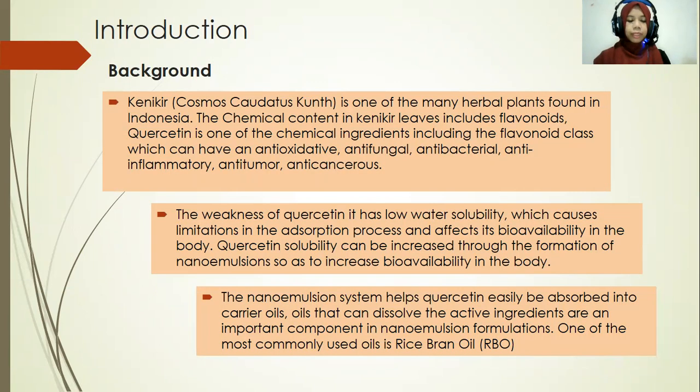There are several things behind why I researched KENIKIR. KENIKIR is one of the many herbal plants found in Indonesia. The chemical content in KENIKIR leaves includes flavonoid. Quercetin is one of the chemical ingredients in the flavonoid class. The weakness of quercetin is that it has low water solubility, which limits absorption in the body. The nano-emulsion system helps quercetin be absorbed easily in the body, using an oil paste, and here we use rice bran oil.